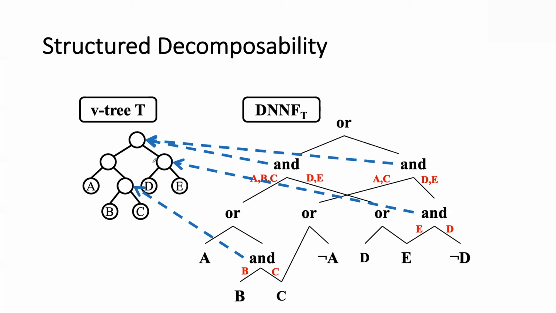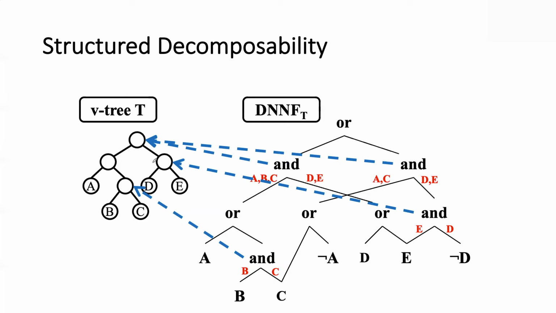Now, which variable tree do you use? The properties that we're going to talk about don't depend on which one you use. But actually, the size of the circuit ends up being influenced by that V-tree. This is a subject we're going to get to later when we talk about compilation, because if you want to compile a formula or a knowledge base into structured DNNF, you will need to pick a good V-tree.